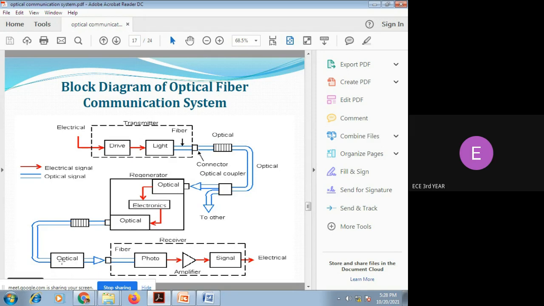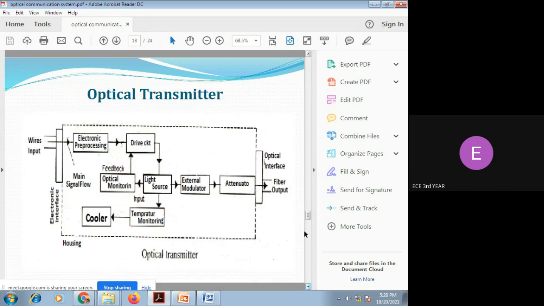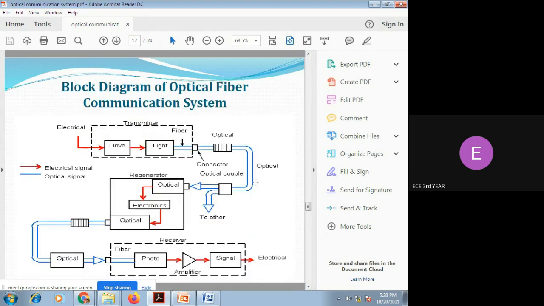Finally, the receiver section receives the optical signal from the cable. From the cable we have a light signal, and the light signal is mixed with channel noise. In that place, the light signal is our original data in the form of light, plus channel noise.